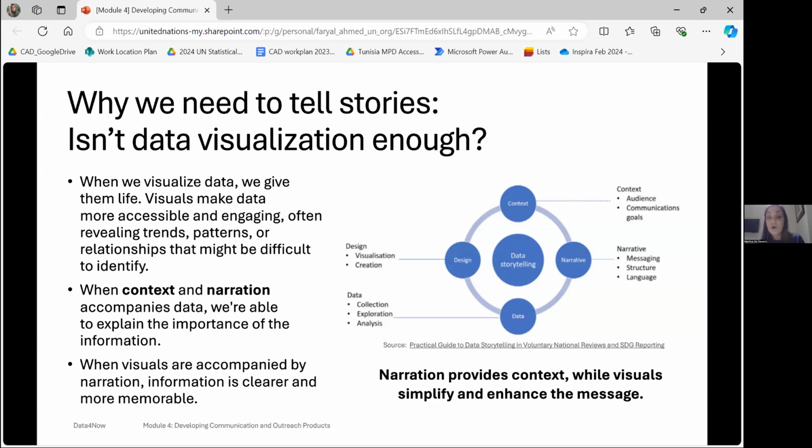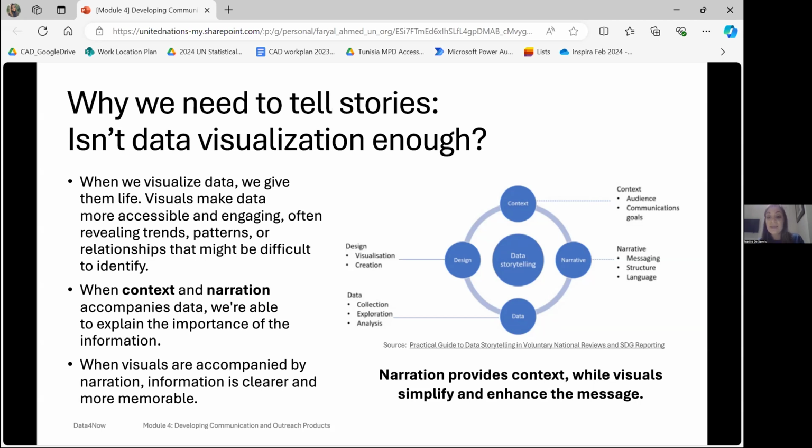So we need also some context and narration. Why we need context? Because we need, as I said, to accompany the data with the background, and we have to explain why the data matter and what to do with this information that we are explaining. Why we need narration? Because we need to guide the audience into the key insights. So when we can combine both context and narration and the visuals, we are able not only to give the audience clear information and usable information, but also more memorable information.